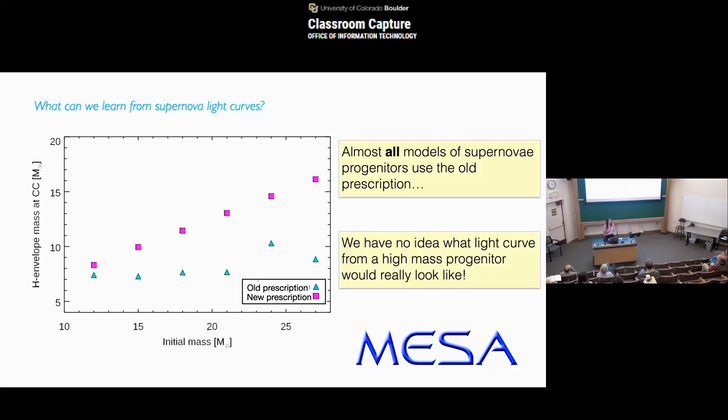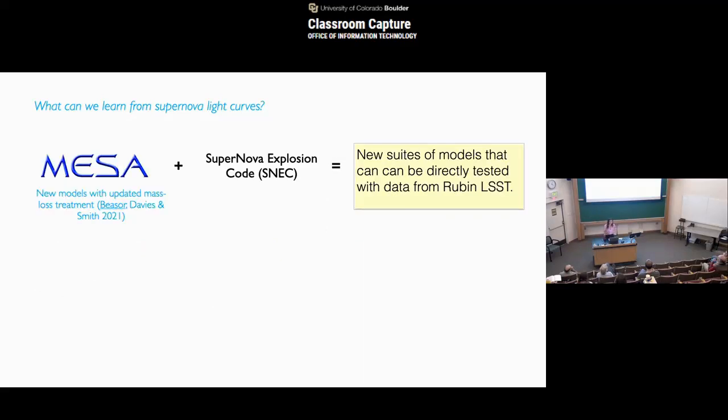It's also true for when people run spectral modeling of supernovae, they all use these old prescriptions, which are overdoing the mass loss rate, in particular for the high mass stars. So what I'm hoping to do is to use these new models and a supernova explosion code. There's one called SNEC, and there's another one embedded into MESA which you can use. I want to create a new suite of models of supernova light curves that can be directly tested with data from Rubin-LSST. This is a great project for this because with Rubin, we'll end up with a lot of light curves and not a lot of spectra. So this is the kind of ideal project for that.